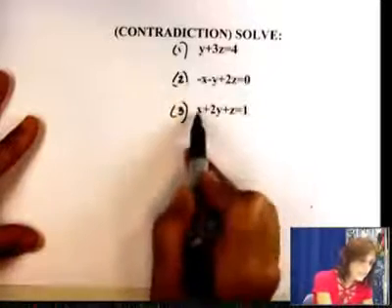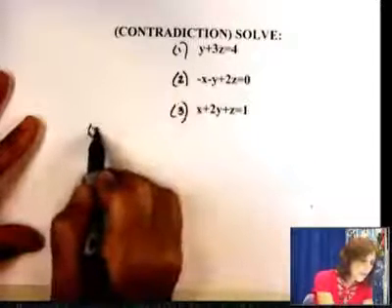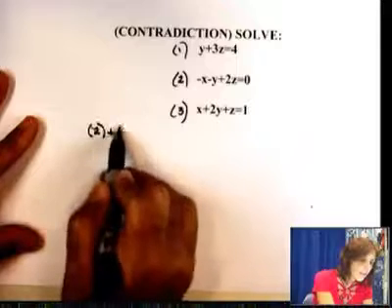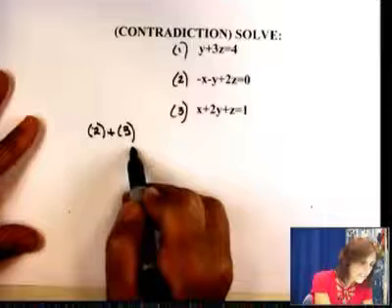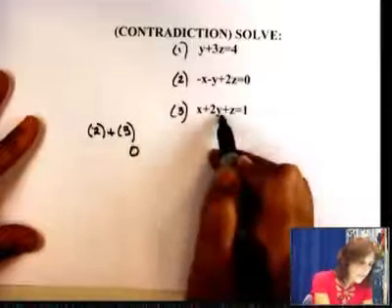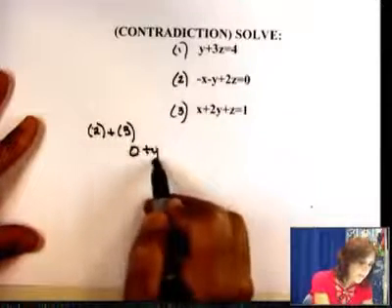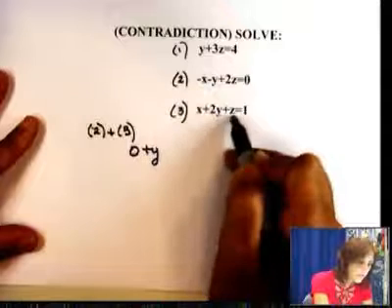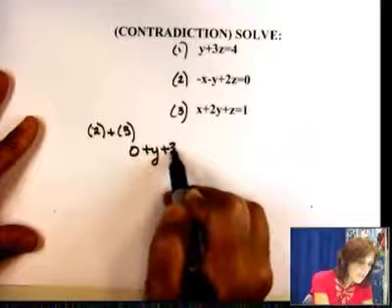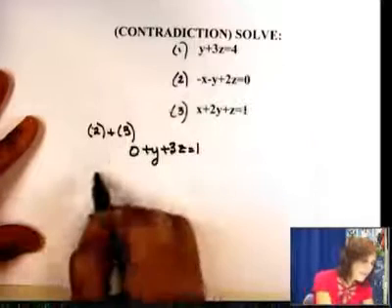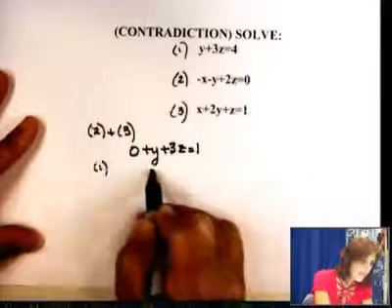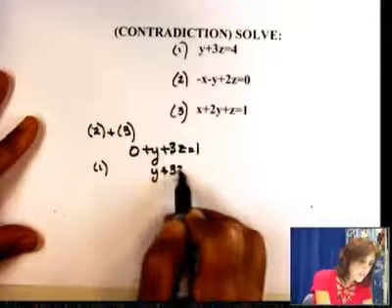Now I have opposite signs, so what should I do? I will just add 2 and 3. Look what happens when I add: x minus x, that's 0. Negative y plus 2y, that's y. 2z plus z, that's 3z, equals 1. Now remember what the 1 looked like. That was y plus 3z equals 4.